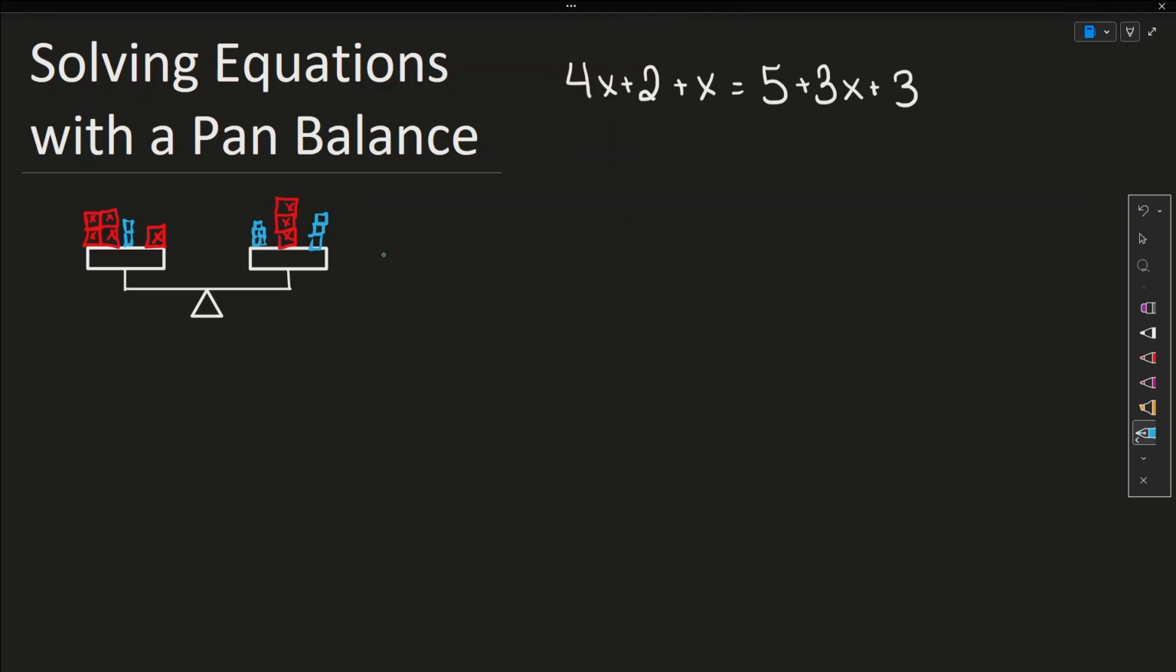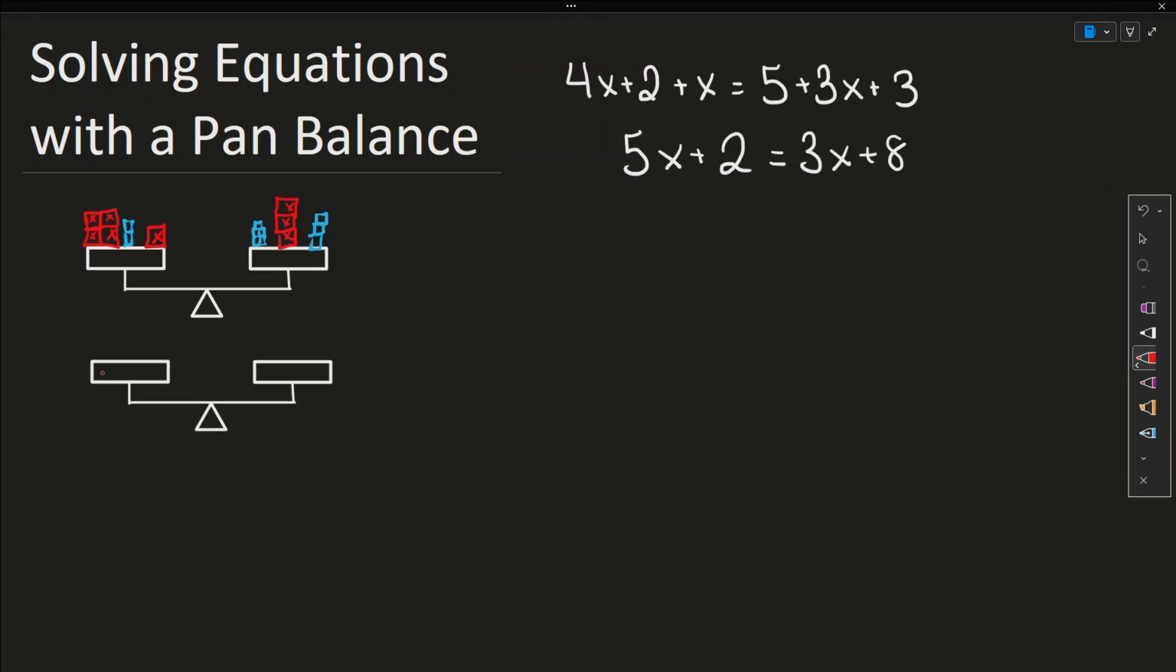The first step in solving this equation would be to combine like terms on each side. 4x plus x gives us 5x, so the left side becomes 5x plus 2. On the right side, 5 plus 3 gives us 8, so the right side becomes 3x plus 8.